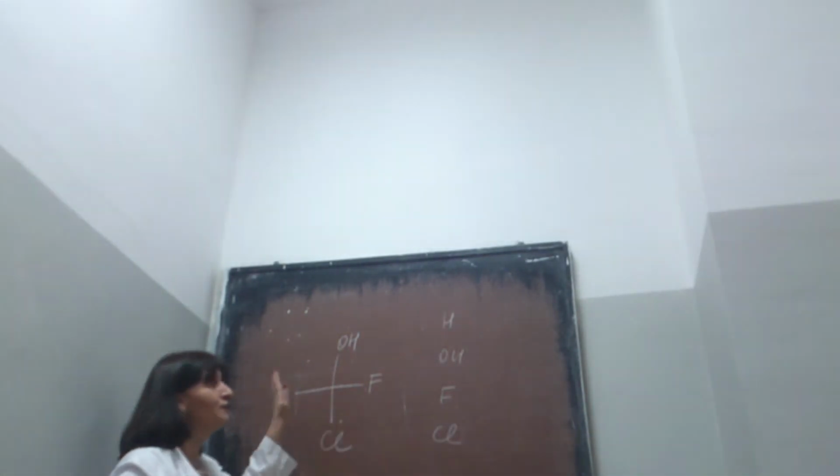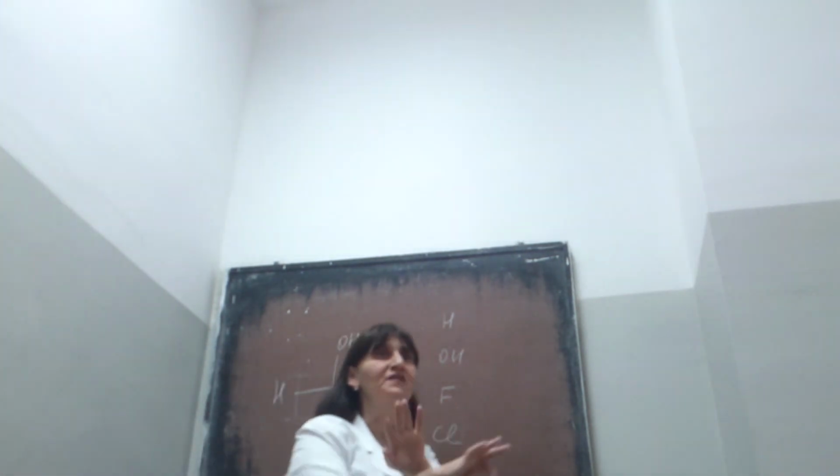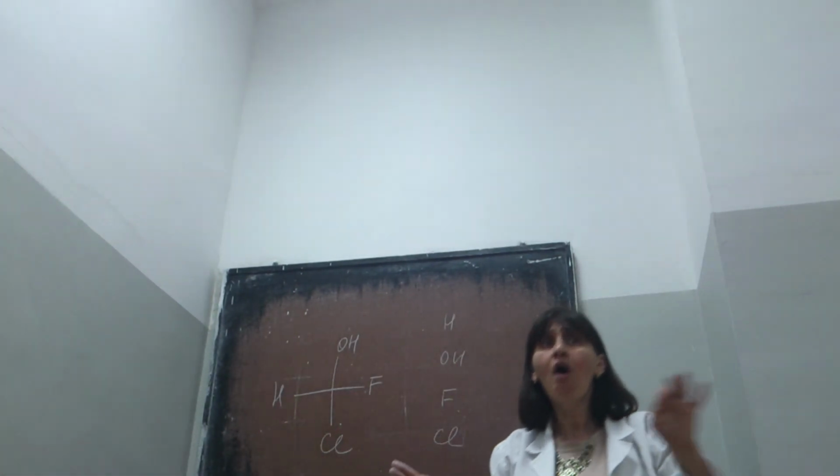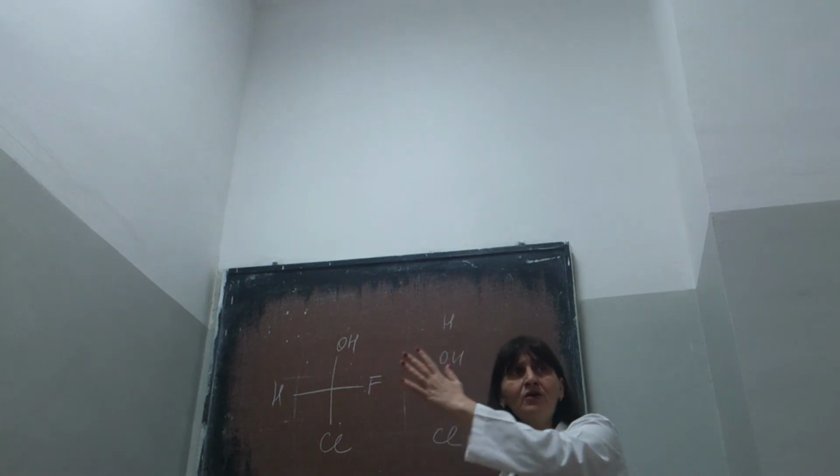If your first atoms are atoms of different elements, you only need to look in the periodic table at their atomic numbers. Oxygen's atomic number is 8. Hydrogen's atomic number is 1. So this one's is 1, this one's is 8, fluorine is 9, and chlorine is 17. Okay.